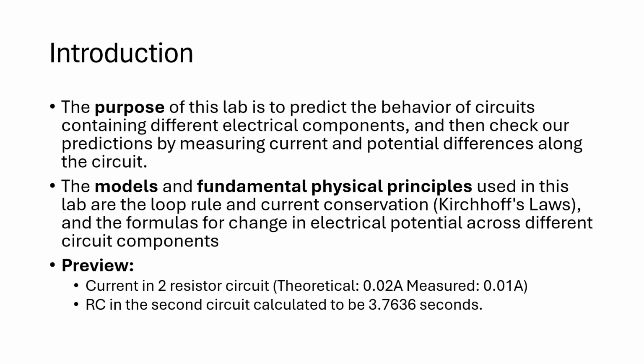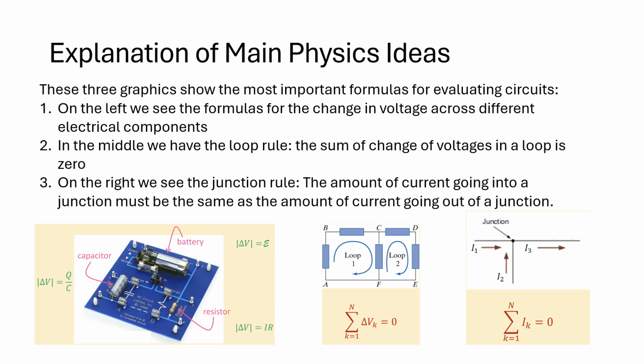The models and fundamental physical principles used in this lab are the loop rule and current conservation rule, which are Kirchhoff's laws, and the formulas for change in electrical potential across different circuit components. For our preview of results, the current in the 2-resistor circuit was theoretically 0.02 amps, and we measured it at 0.01 amps, and the RC in the second circuit was calculated to be 3.7636 seconds.